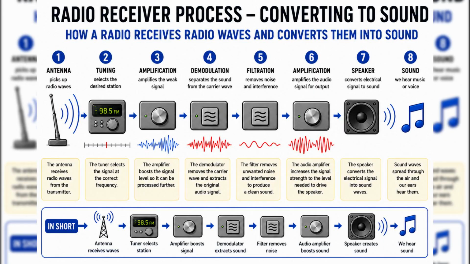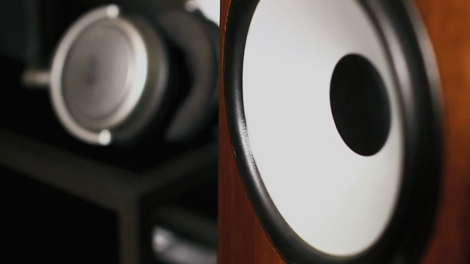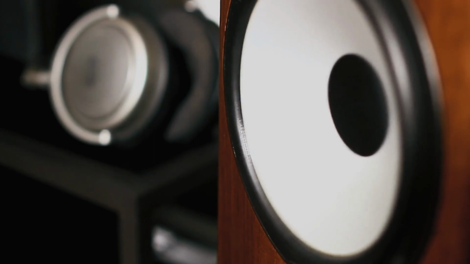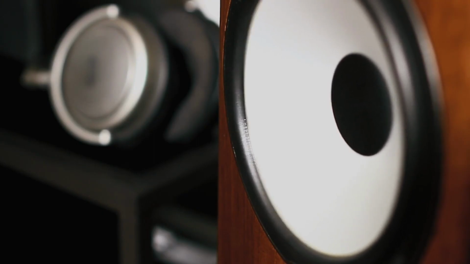At this point, the signal still contains very little power and cannot directly drive a speaker. It must first pass through an amplifier, which increases the signal strength dramatically while preserving the shape of the original sound wave. This amplified signal is then sent to the speaker, where electrical energy is converted back into mechanical motion. Inside the speaker, a coil and magnet system vibrate a thin membrane back and forth, pushing air in patterns identical to the original sound vibrations recorded earlier.